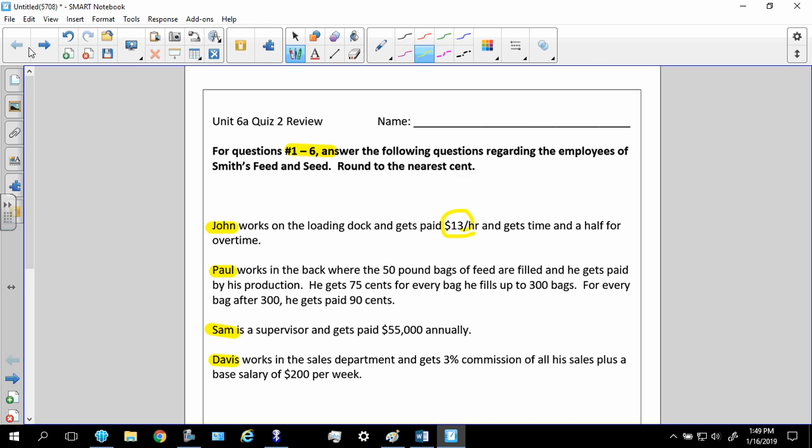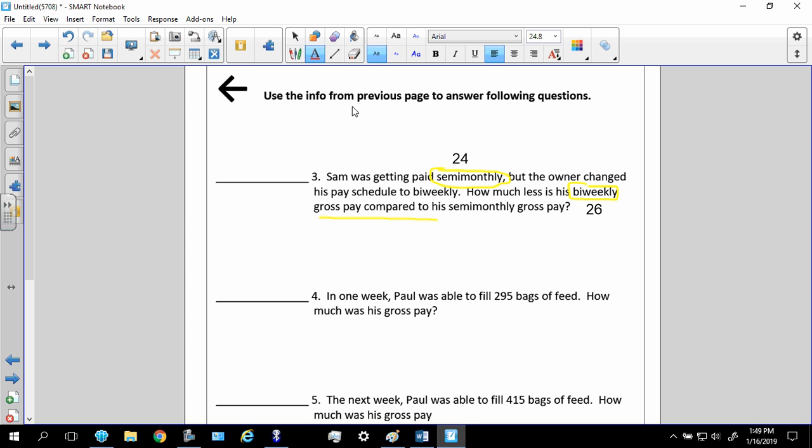All right, so going back, notice that Sam is getting paid $55,000. Step 1. I'm going to take $55,000 and divide that by 24. When I do that, I get an answer of $2,291.67. Now remember, this is semi-monthly. Now the next thing I need to do is divide it by 26, because that's what bi-weekly is. When I do that, I get $2,115.38. Now remember, this is bi-weekly.